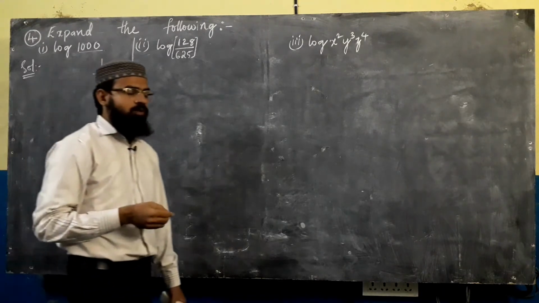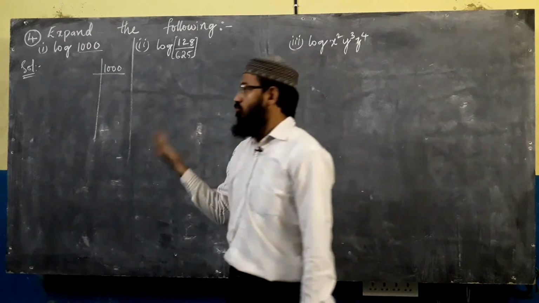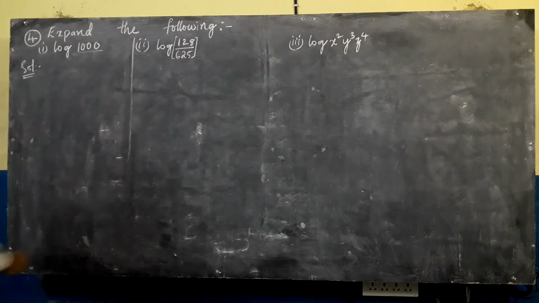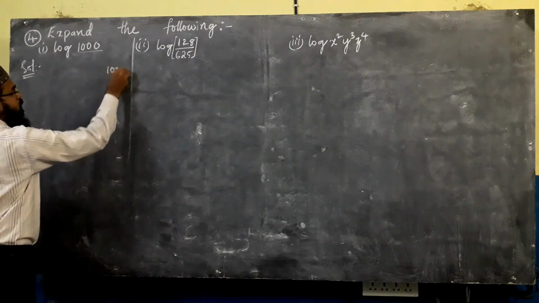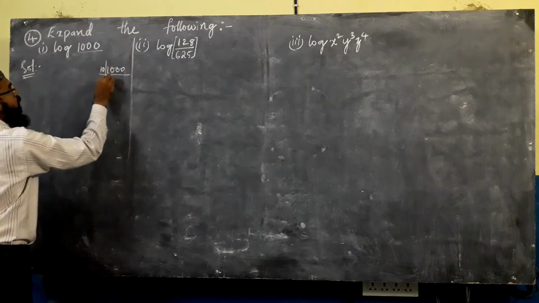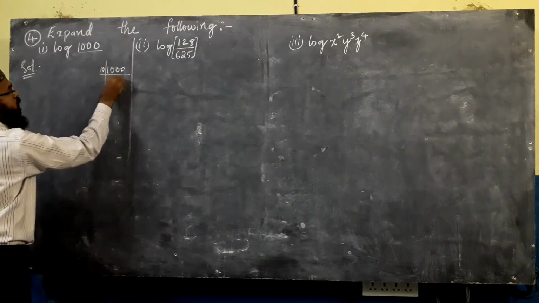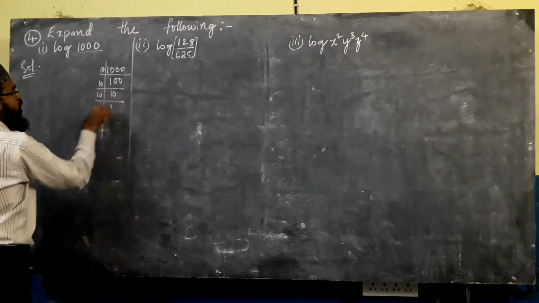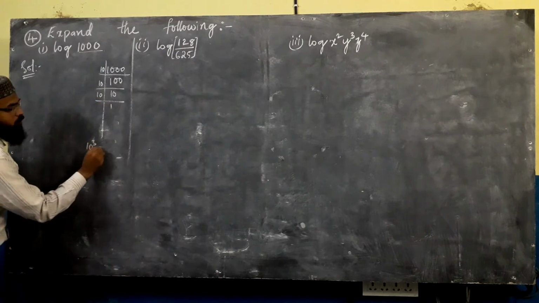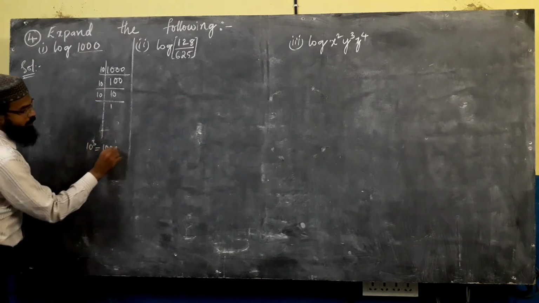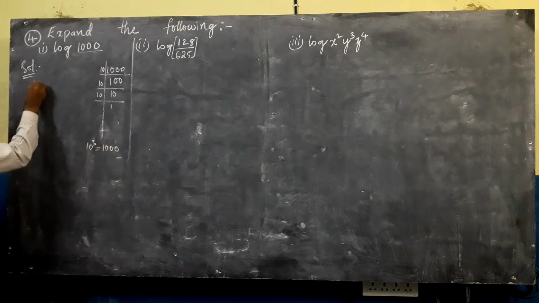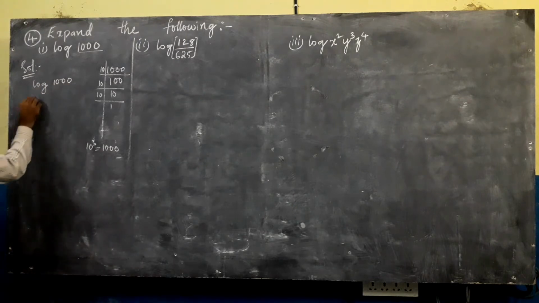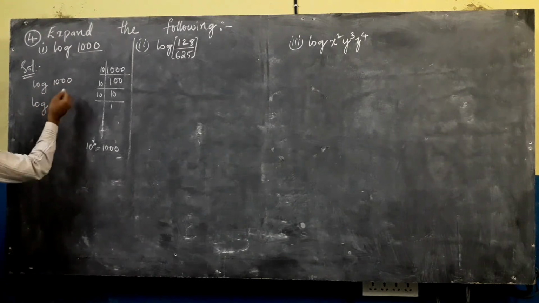As you already know, this 1000 can be solved with 2 table, 2 table and 5 table. So if you want, you can take out the factors, or else 10 ones are 10, 10 ones are 10, 10 ones are 10. That means 10 cube will give us 1000. So log 1000 can be written as 10 cube. So log 10 cube.